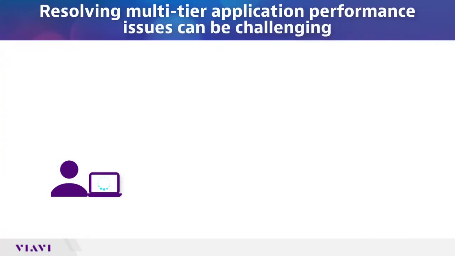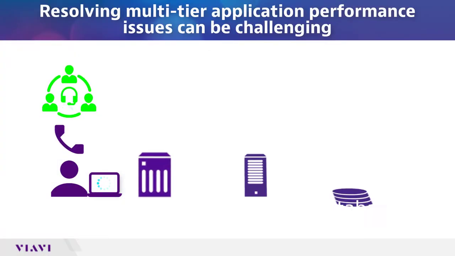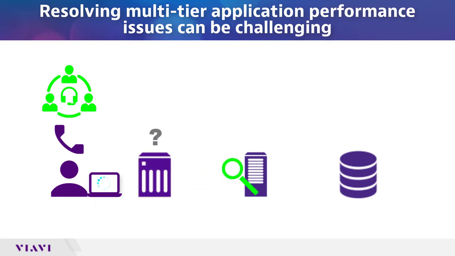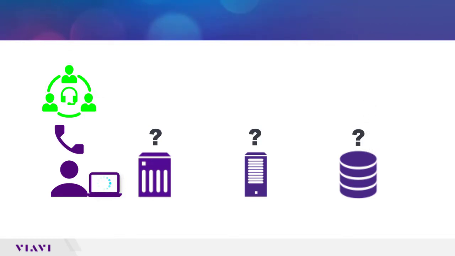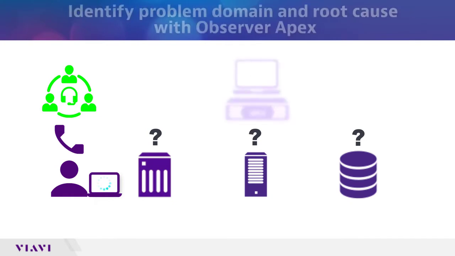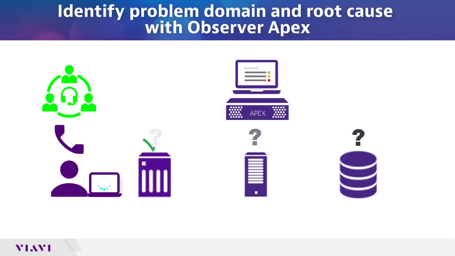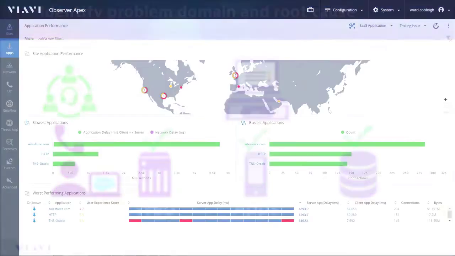Have you ever been faced with trying to get to the root cause of an intermittent performance problem with a multi-tier application? If so, you know that efficiently identifying the problem domain without a lot of guesswork and false starts can be a challenge. Let's use a real-world example to demonstrate how Viavi Solutions Observer Apex can eliminate that guesswork and help us to rapidly and efficiently identify not just the problem domain, but the actual root cause.